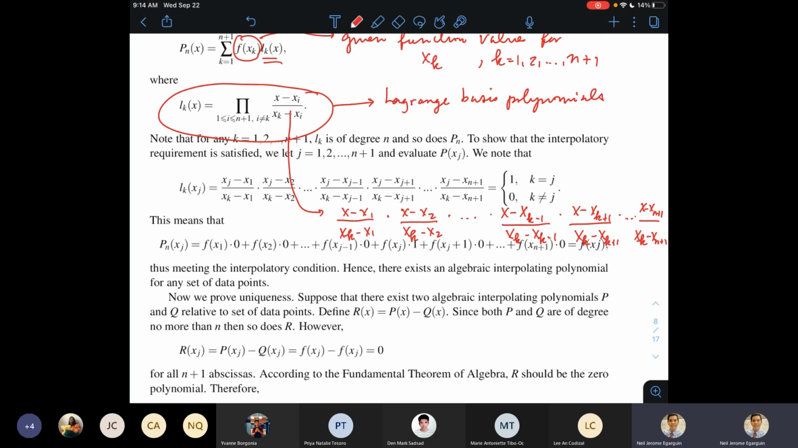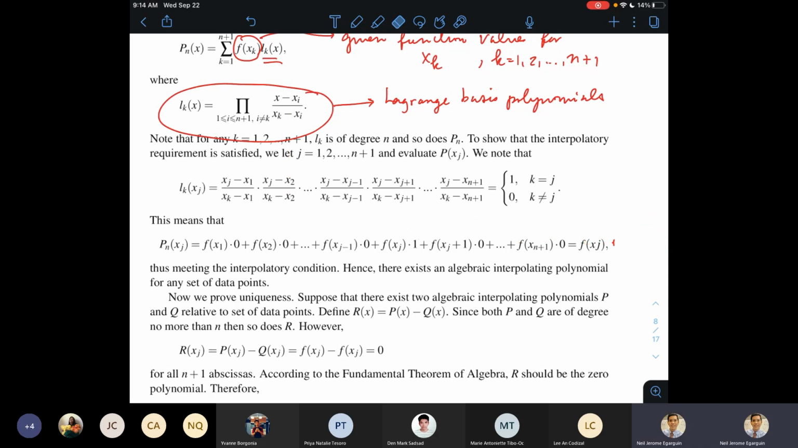Kaya madaling tandaan kung ano yung itsura ng mga Lagrange basis polynomials. Kasi pwede nyo gawin x minus x sub lahat ng x sub i's, maliban lamang dun sa kaparehas na k. Alright? Kasi magsi-zero yung denominator. So that's how you form the Lagrange interpolating polynomial. Okay?